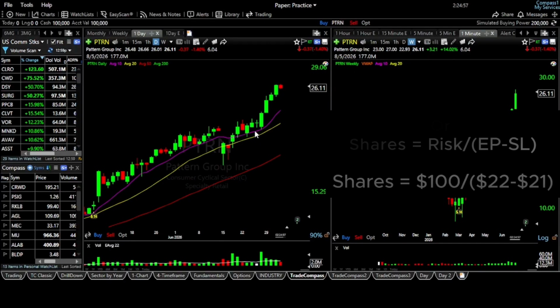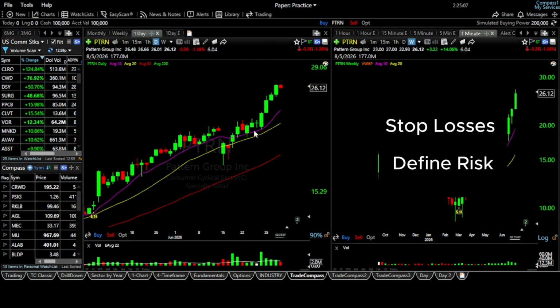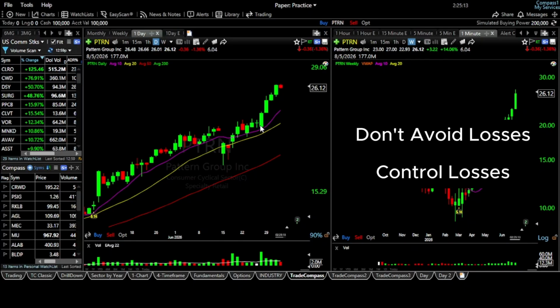And that's why stop losses are so important. A stop loss is not there because you expect to lose. It's there because no strategy works 100% of the time. Even the best setups fail. So the stop loss defines your risk before you enter the trade. Professional traders, they don't avoid losses, they control them. That's the difference between amateurs and professionals. Amateurs try to avoid losing. Professionals make sure their losing trades are small.